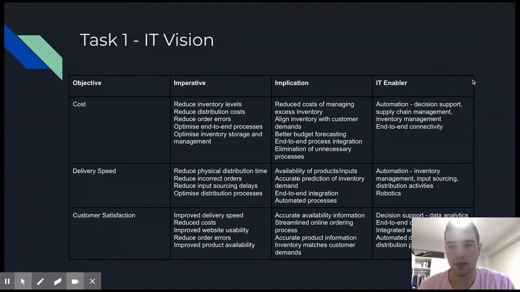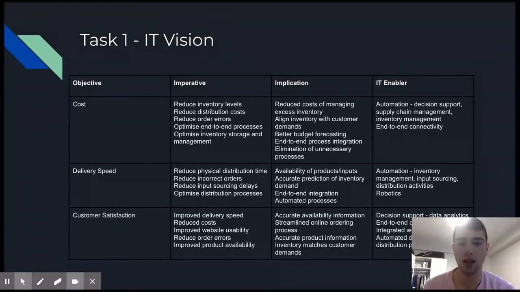Our IT vision. So we have 3 objectives here: cost, delivery speed, and customer satisfaction. So the imperatives of cost are to reduce inventory levels, distribution costs, order errors, and to optimize end-to-end processes and then optimize inventory storage and management. Implications of this include reducing costs of managing excess inventory, aligning inventory with customer demands, better budget forecasting, end-to-end process integration, and elimination of unnecessary processes. IT enablers include automation, such as decision support, supply chain management, and inventory management, and end-to-end connectivity.